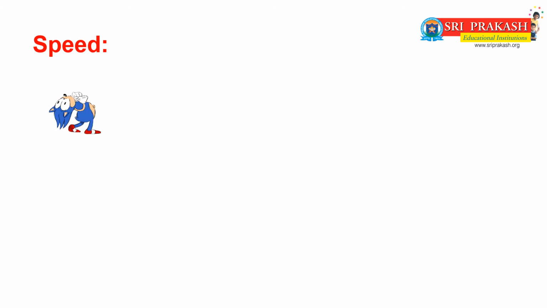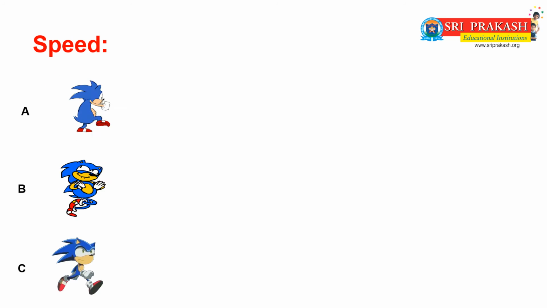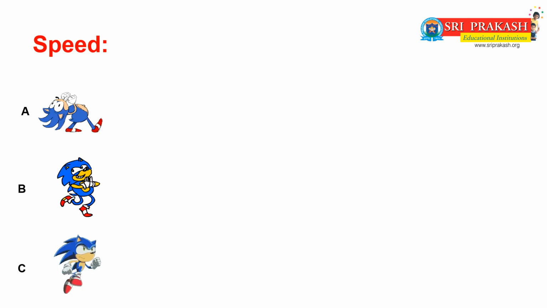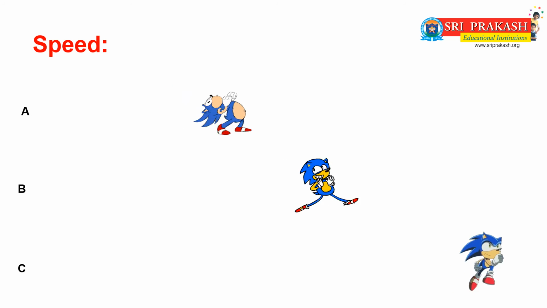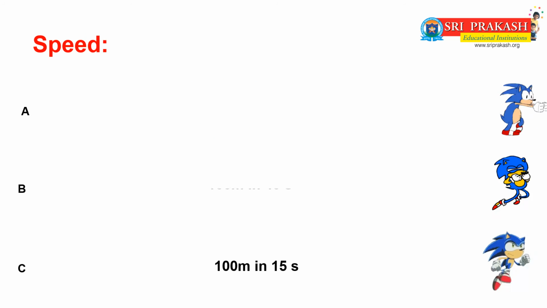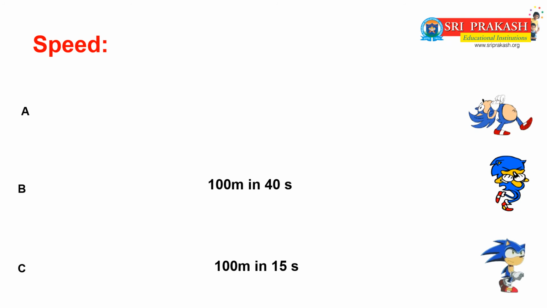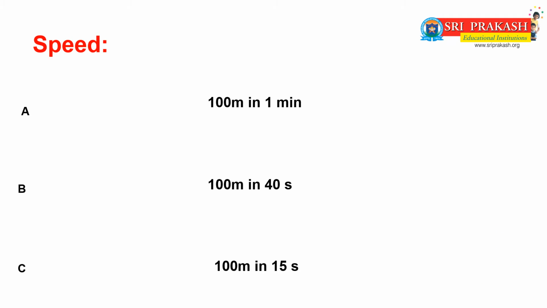Speed. To understand this, let us witness a running race between the three characters A, B and C. Now the race begins. C is super fast, B is fast and A is slow. C has completed in just 15 seconds. B took 40 seconds to complete the same distance and A, since very slow, he took 1 minute to complete the race. Now there is a comparison with distance traveled and time taken.